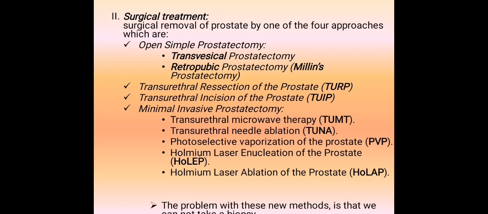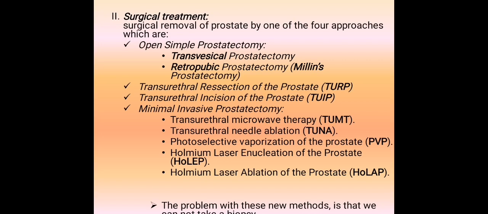Another option in management is the surgical treatment, in the form of surgical removal of the prostate. The options are, first, open simple prostatectomy in the form of transvesical or retropubic prostatectomy. Retropubic is also called Millin's prostatectomy. This is an open surgical method. The gold standard for prostatic surgery is transurethral resection of the prostate, TURP.